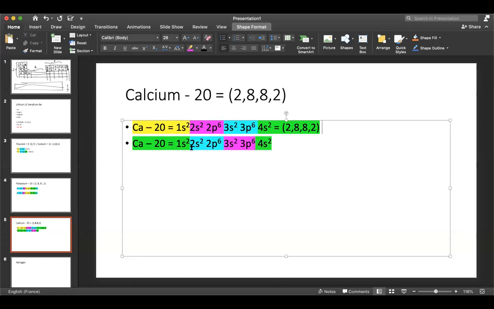Same applies to this one, 2, 8, 8, 2. It's the same. It doesn't change. Even as you go on, you find that there may be a number of electrons that are going to be added, but it's still going to maintain with the Zambian method, if I call it that.